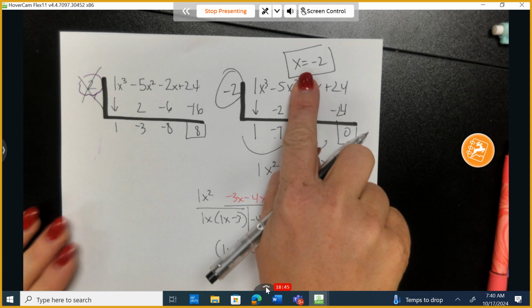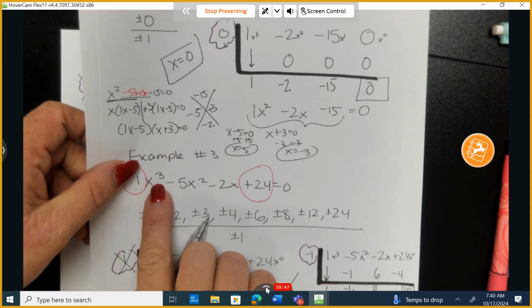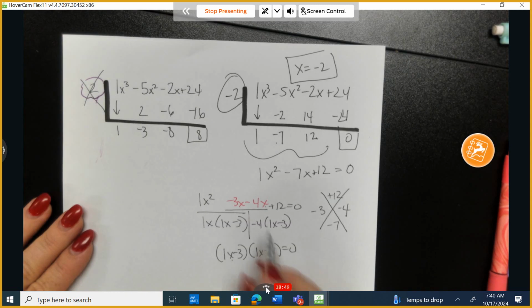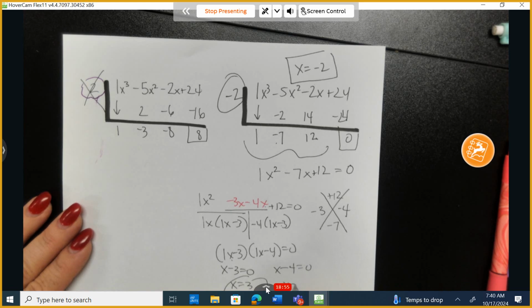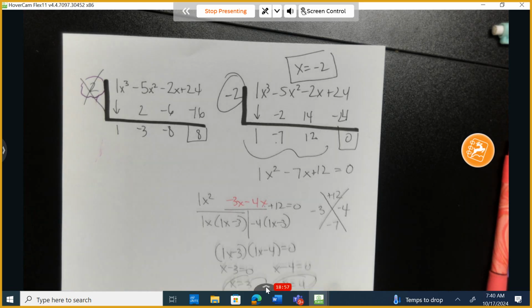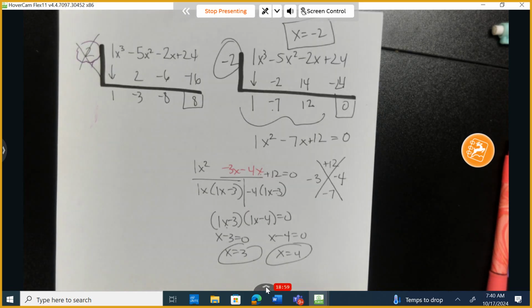I've solved 1 solution, but I should have a total of 3 solutions. I'm going to set each one of these factors equal to 0, and I'm going to solve. And in doing so, I end up with answers of x equals 3 and x equals 4. Now, again, we're going to learn about what these mean on a graph in an upcoming lesson.